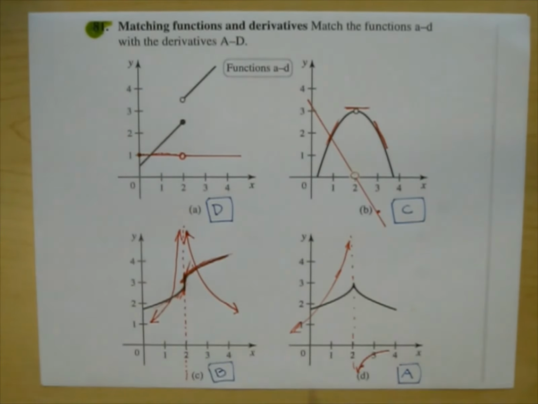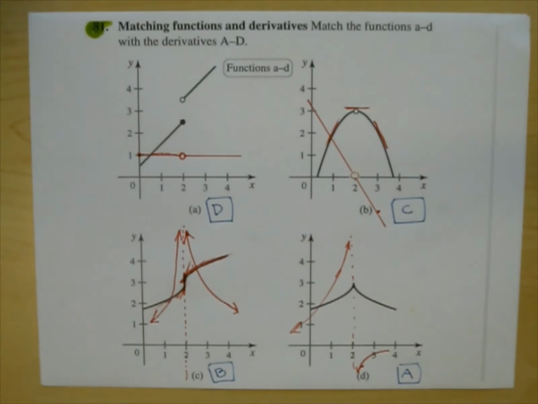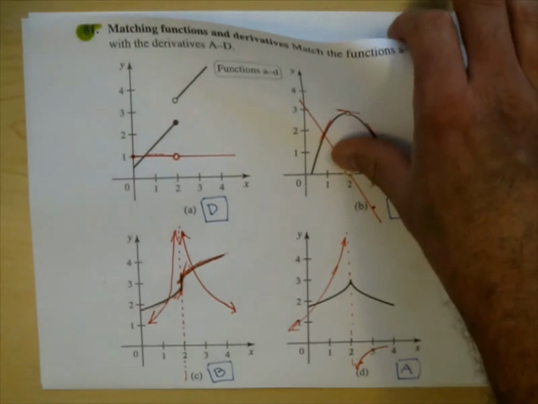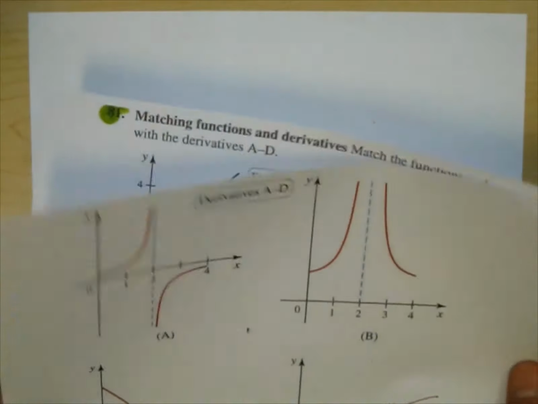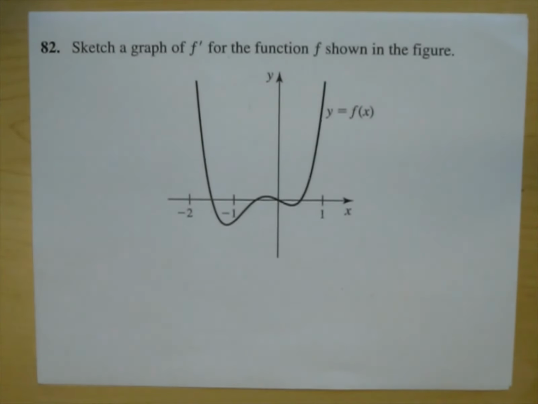They just went in reverse order. Look at this: D, C, B, A. That would have been my second guess if I was just guessing this. Okay, so this comes right from, I think it's the review exercises, and that was number 81. Let's go ahead and we'll do one that is like this, which is number 82.